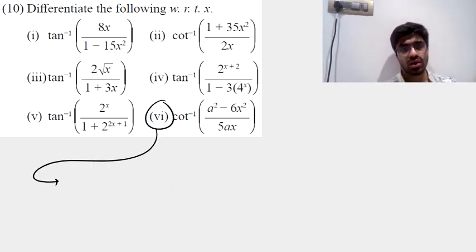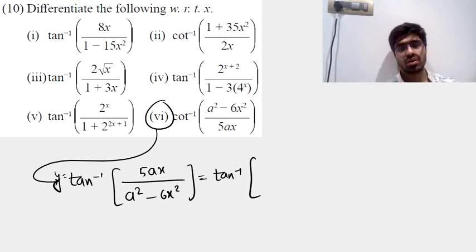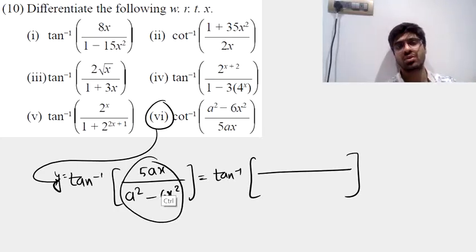Continue with the sixth one, wherein you need to first convert that thing to tan inverse. So y will be equal to tan inverse of 5ax upon a square minus 6x square. Now a difference between the sixth and the previous 5 questions is that the term here is not equal to 1. So we need to first make it 1, and then we need to continue with the older steps. Older steps means the steps that we have been doing in our previous questions. So we can continue with them, but only after dividing the numerator and denominator with a square, so that we can bring a 1 in this position.